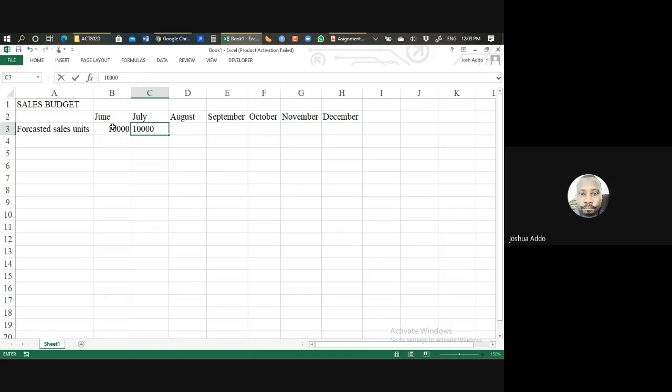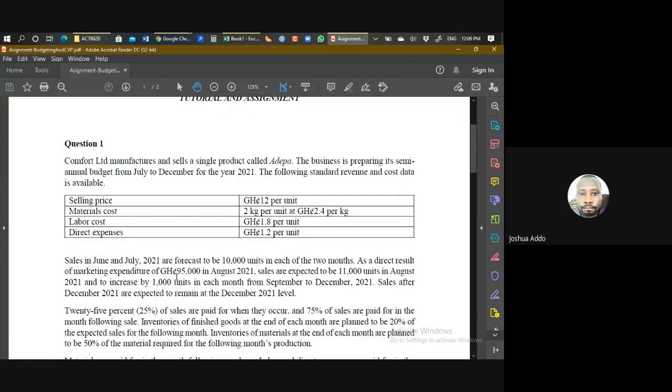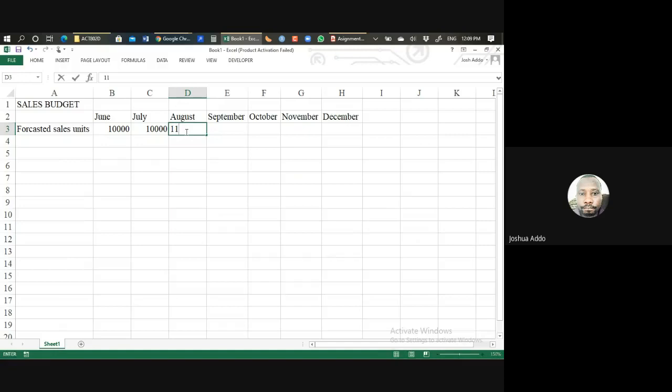And go back to the question again. As a direct result of marketing expenditure of 95,000 cedis in August, sales are expected to be 11,000 in August and increase by 10,000 units in each month from September to December. So we go and do just that. In August, it's going to be 11,000. And this 11,000 is going to increase by 1,000.